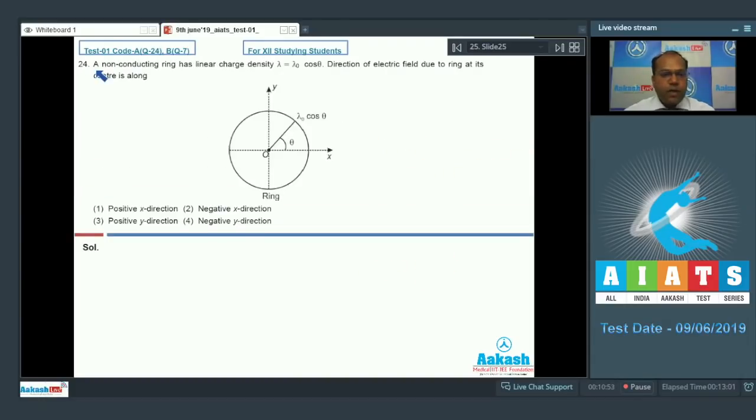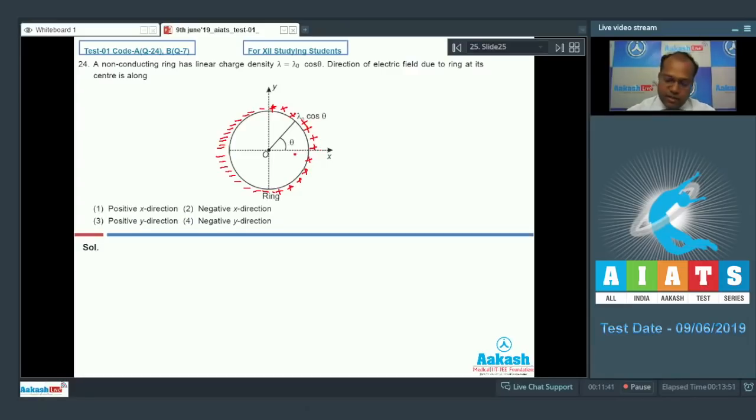In question number 24, a non-conducting ring has linear charge density lambda equal to lambda naught cos theta, where theta is measured from the positive x-axis. The direction of electric field due to the ring at its center is along? We can see that when the value of theta is 0, the linear charge density is maximum. So the linear charge density varies from maximum to 0, then from 0 to negative maximum, that is minus lambda naught, then from minus lambda naught to 0, and again from 0 to plus lambda naught.